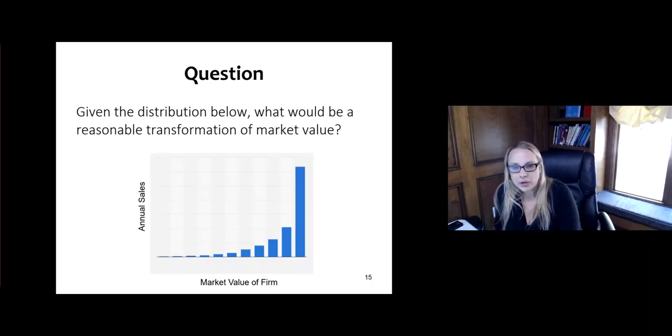So now let me ask you a question. Given this distribution below, where you are looking at the market value of a firm versus the annual sales, the higher the market value of the firm, the higher the annual sales. You can see that there is an exponential increase in the sales as the market value of the firm increases. So given this distribution, what would be a reasonable transformation for the market value? Give it a minute to answer the question. If you need, pause the video.